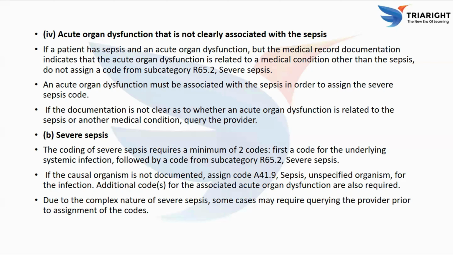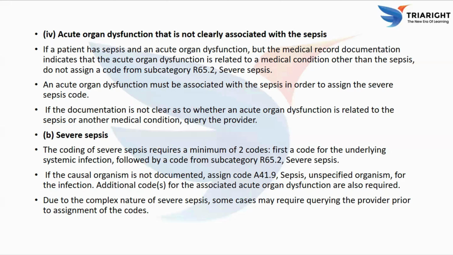So there is an example. If organ dysfunction is not related to sepsis, it is documented as sepsis, acute kidney failure due to dehydration. So the acute kidney failure is not caused by sepsis. You have to code A41.x for sepsis and N17.9 for acute kidney failure.